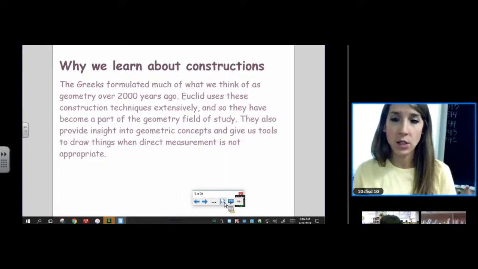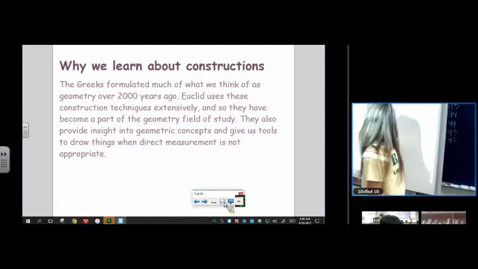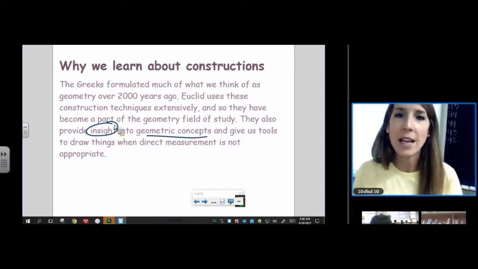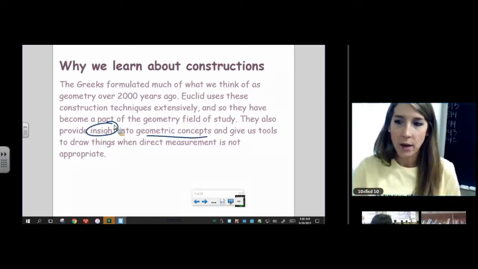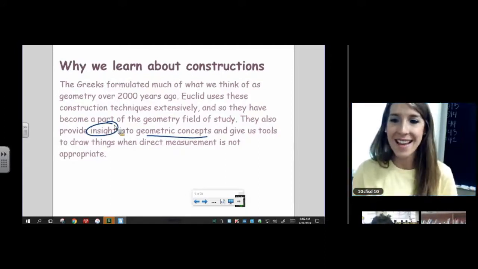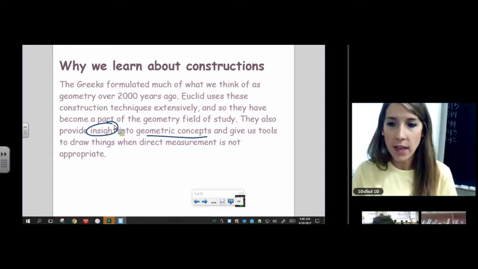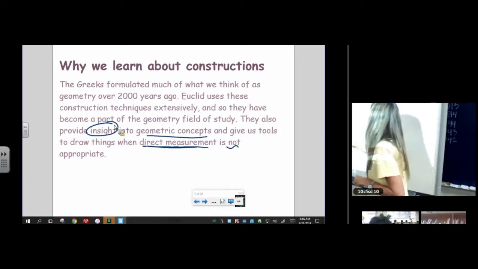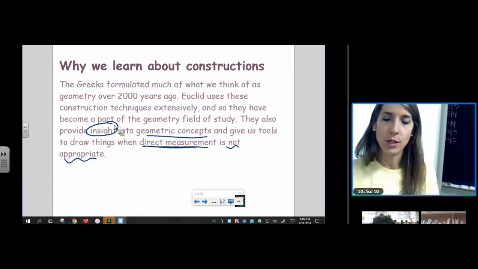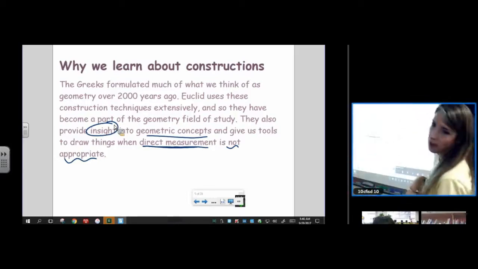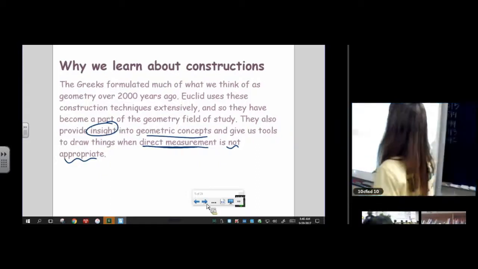So why do we use constructions? They give us way better insight into the concept we learn in geometry. Instead of taking it for granted and me just telling you how it is, you're going to learn how they're related with these tools. And then they also help us draw things when we can't directly measure something or it's not appropriate. So they help us come up with ideas that we can use in parts of the world and apply to real-world applications that we can't actually measure with necessarily our measurement tools.